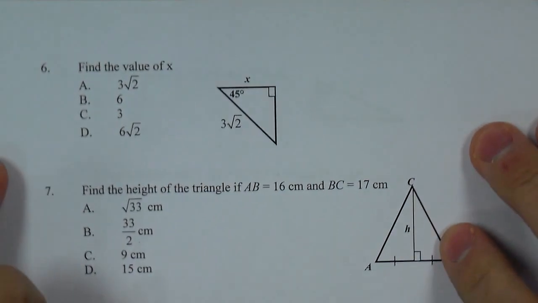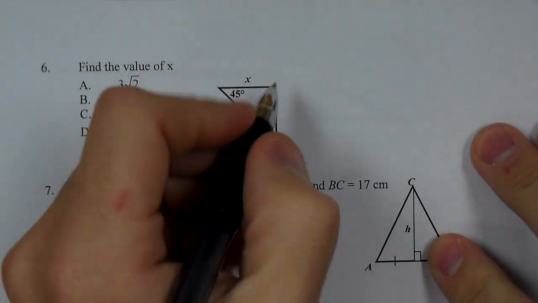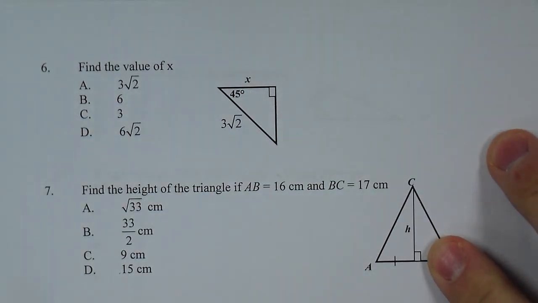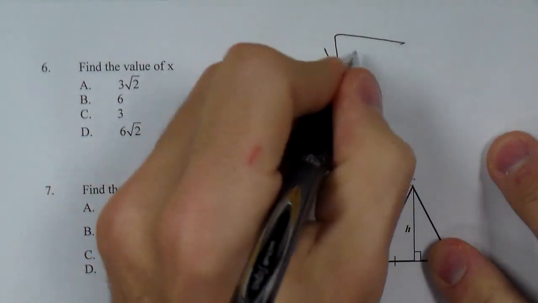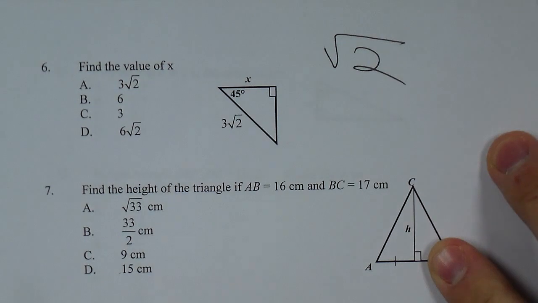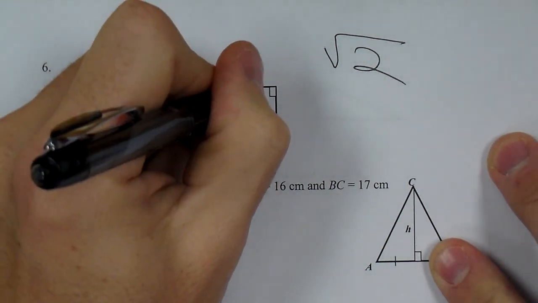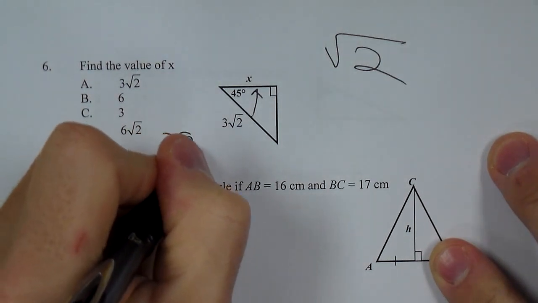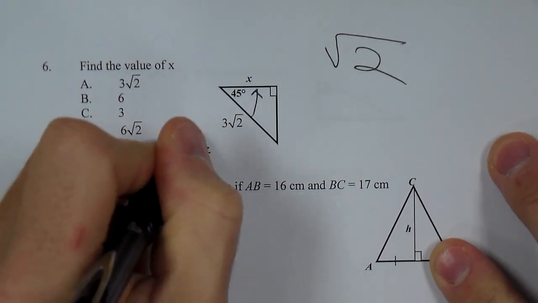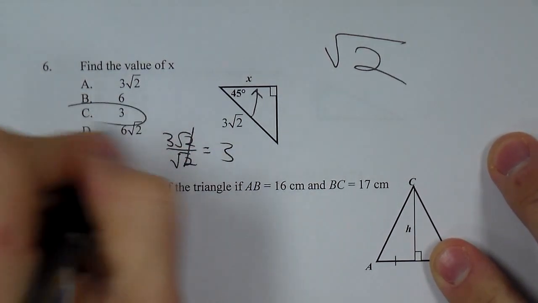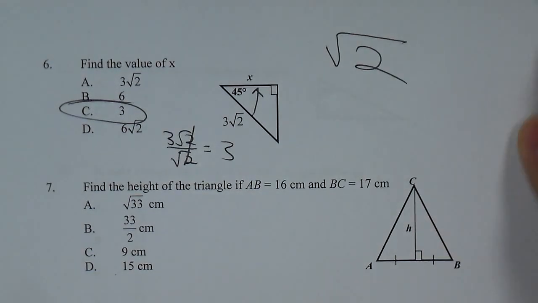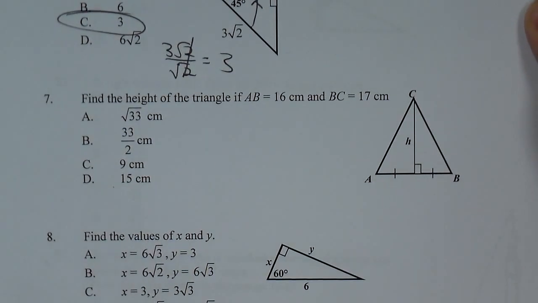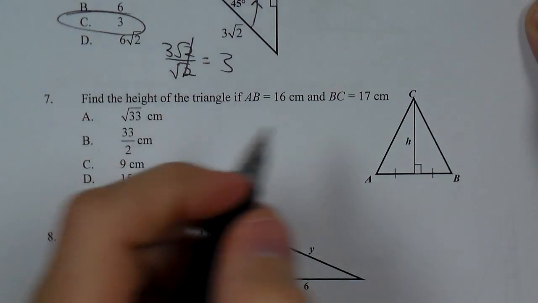For number 6, we have a special right triangle. This is a 45, 45, 90. When I see 45, 45, 90, I think root 2. So I have hypotenuse, I want leg, I want something smaller. So to get smaller, I have to divide by root 2. Those reduce, and I'm left with 3. My answer is 3.